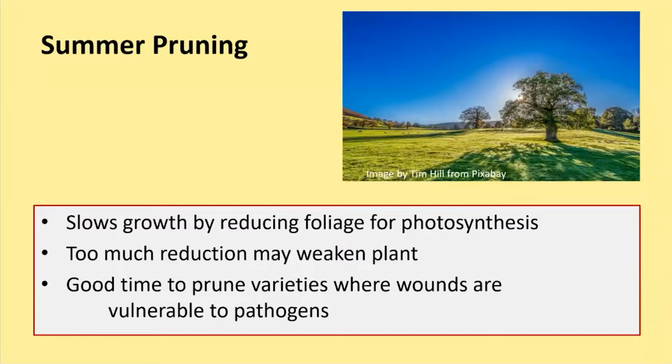However, removing the foliage is taking away the plant's ability to make food through photosynthesis. So pruning during the summer will slow the growth by reducing the foliage. And if we're pruning too much, we can weaken the plant.